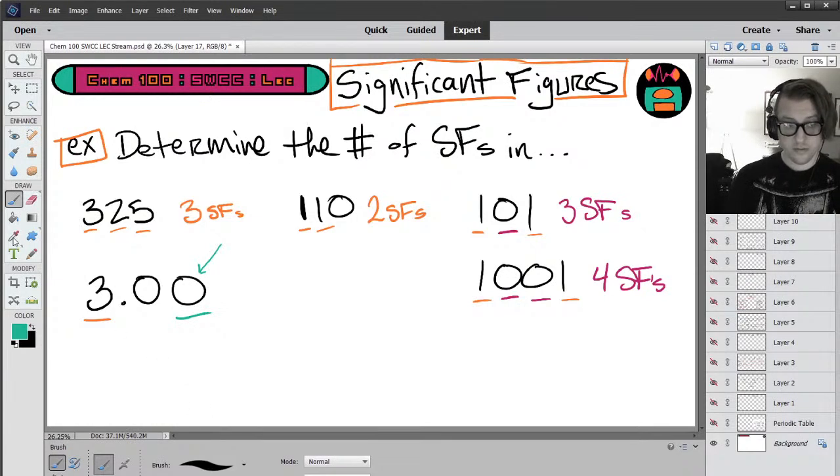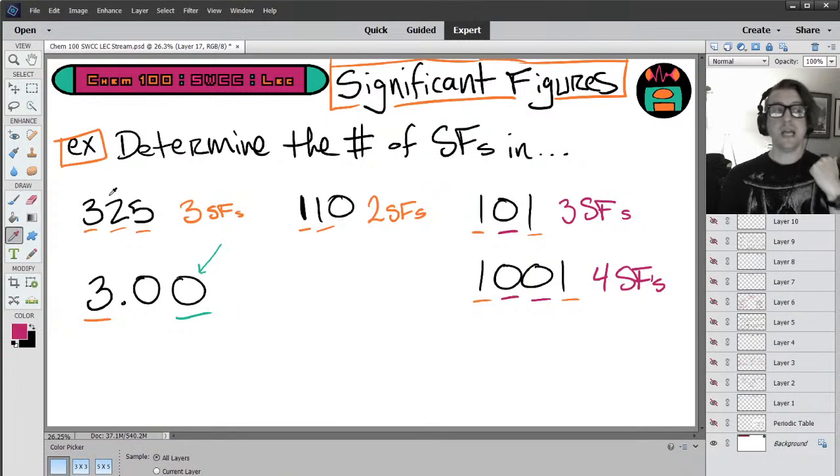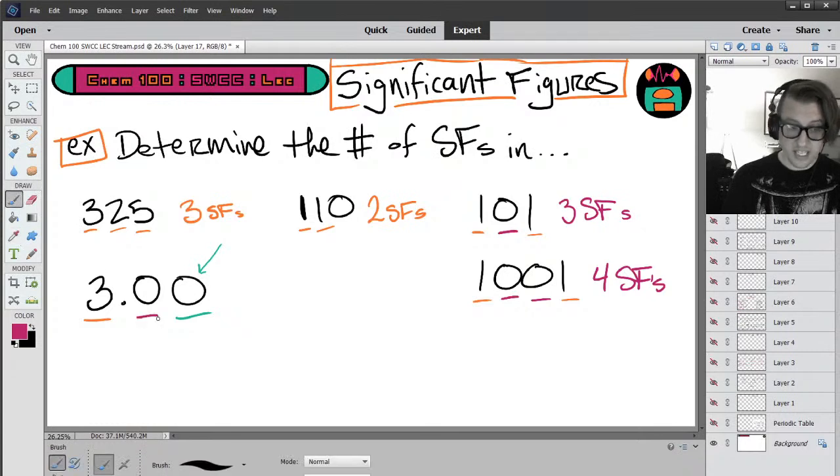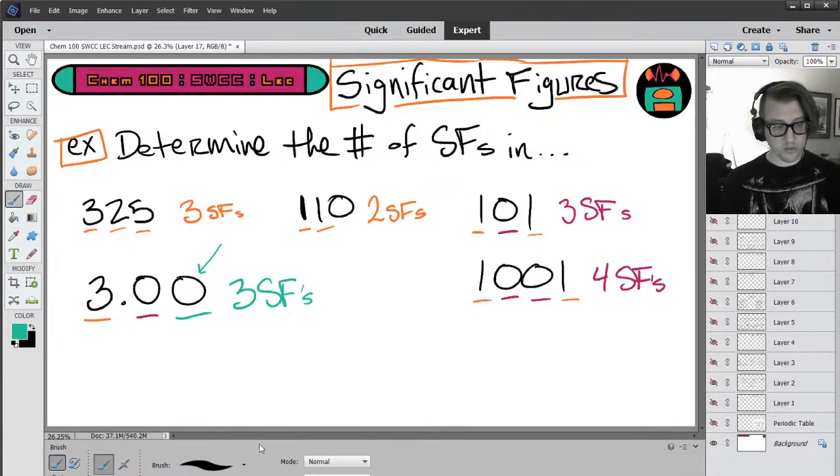Now, pop back to rule 2. Any 0 that's in between significant digits is also significant, which makes this 0 significant. So 3.00 has 3 significant figures in it. All right, now let's go to our final form. Let's go to the black belt level.